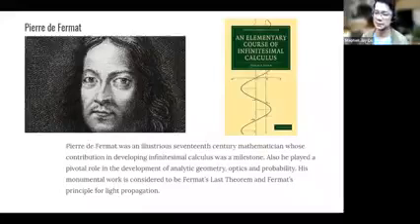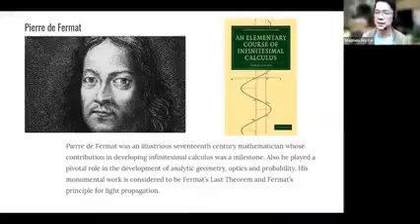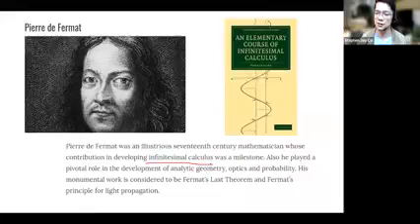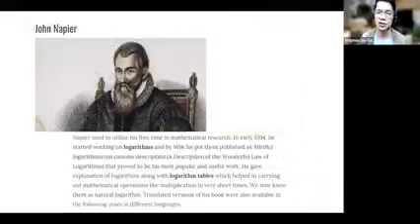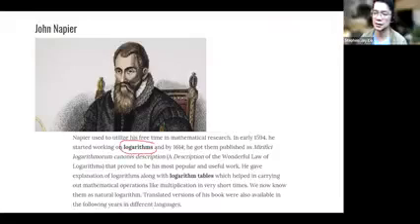Pierre de Fermat was a mathematician who developed the infinitesimal calculus, and also worked on analytic geometry, optics, and probability. He was known for Fermat's last theorem. John Napier was the one who developed the logarithms. So the logarithmic tables were John Napier's work.